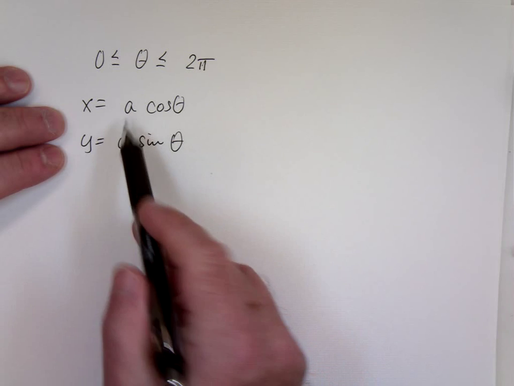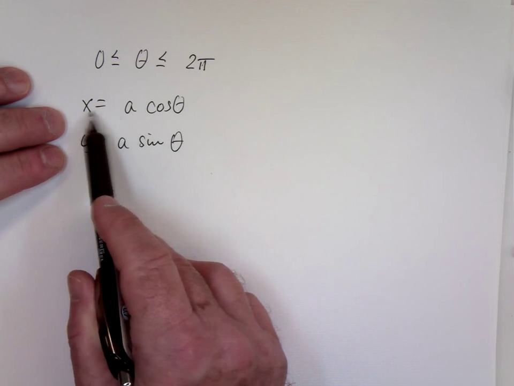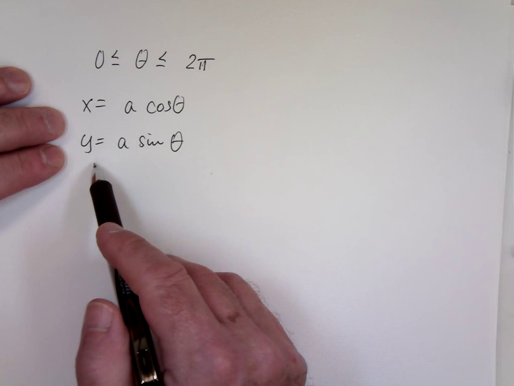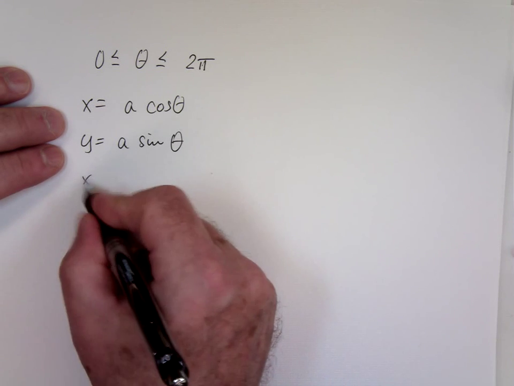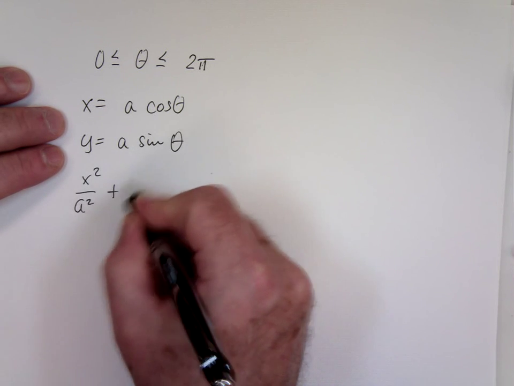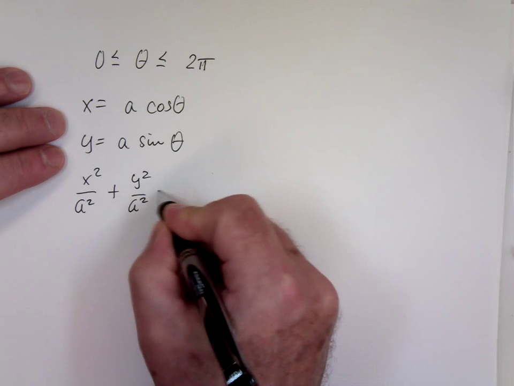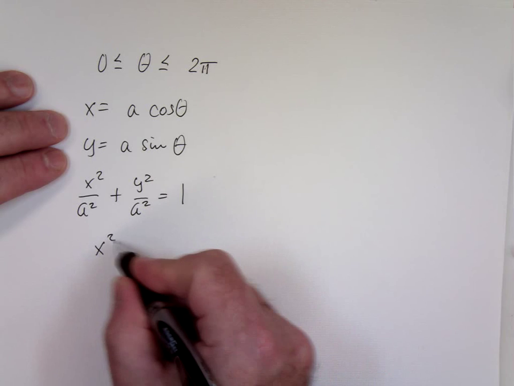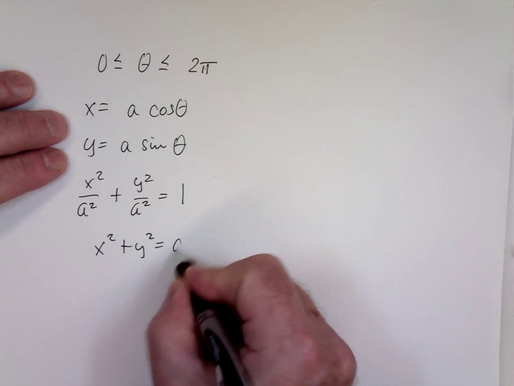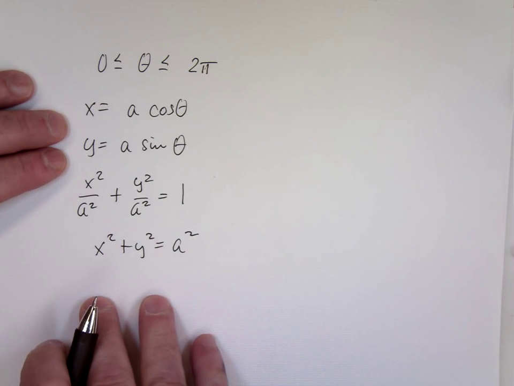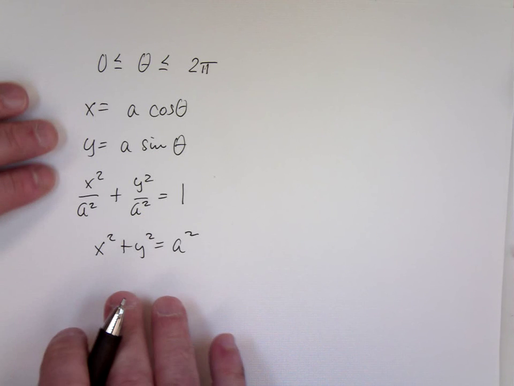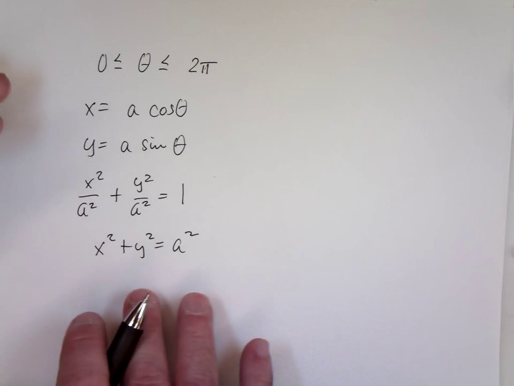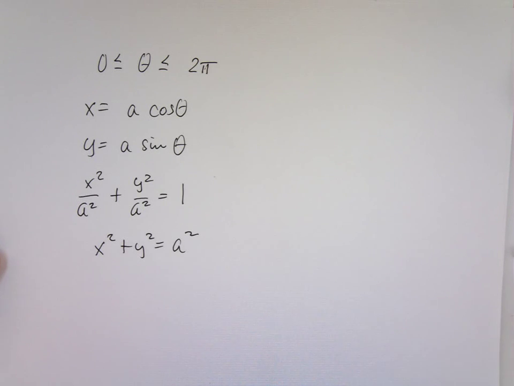You can see that if you divide by A and square both sides and add them up, you're going to get x squared over a squared plus y squared over a squared equals sine squared plus cosine squared, which is 1. So you get x squared plus y squared equals a squared. Circle of radius A. So you know what the circumference is, okay? It's 2 pi r, it's 2 pi a. But we want to do it as an arc length problem. So let's take a look at that.